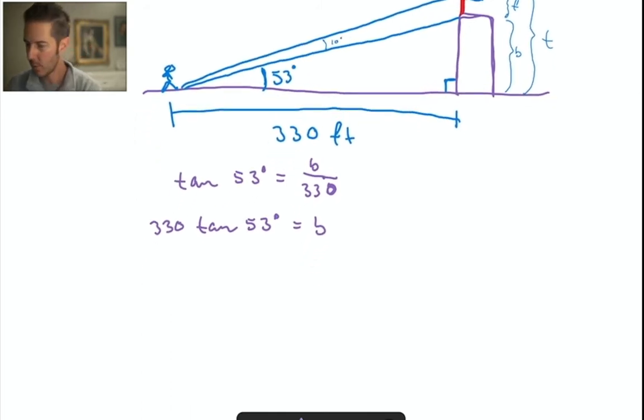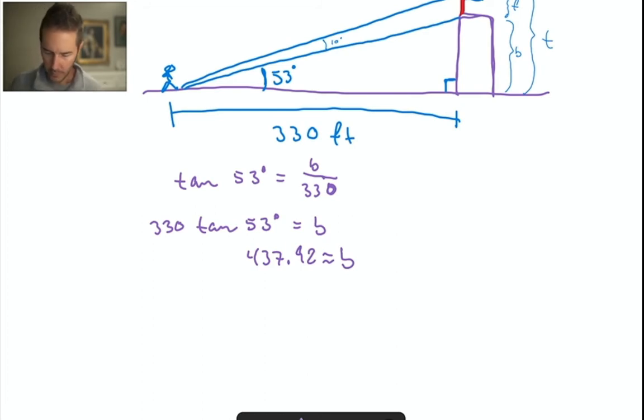Make sure, again, that you are in degree mode. I think I still am, yep. So I'll clear a couple times. And again, on the TI-30XA, I'm working this thing from inside out, which means I'm typing in the 53 first, then hitting tangent. I've got 1.327, and then I will multiply by 330 equals, and I have 437.92 is approximately equal to my b value.